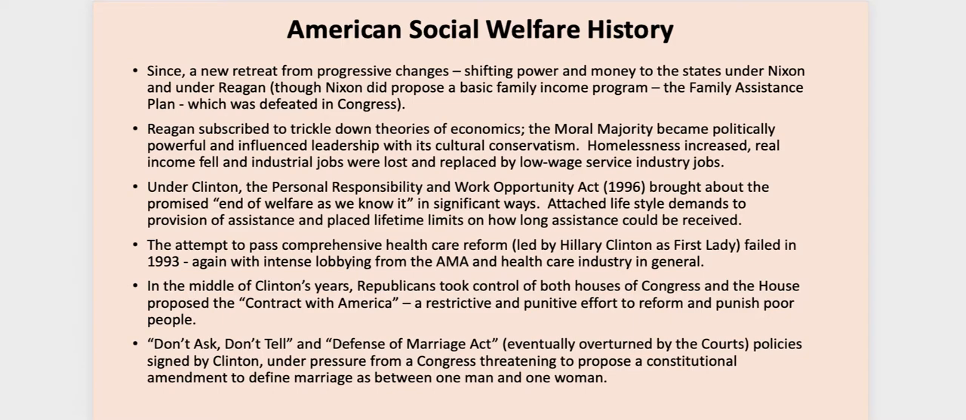Early in the Clinton administration, also, there was an attempt to pass a comprehensive health care reform. He appointed his wife, Hillary Clinton, to lead that charge, and she went all over the nation meeting with leaders and everything like this, and there was intense lobbying that got that defeated probably before it ever got off the ground.